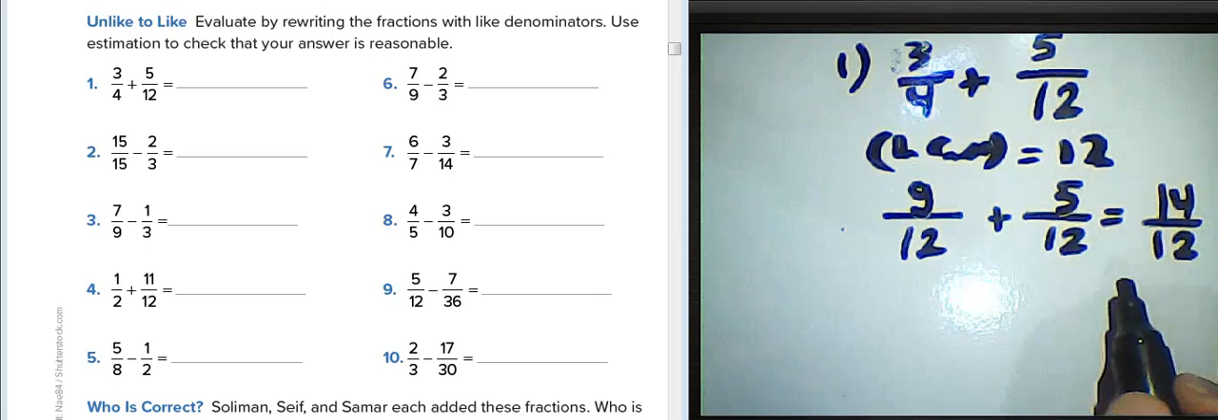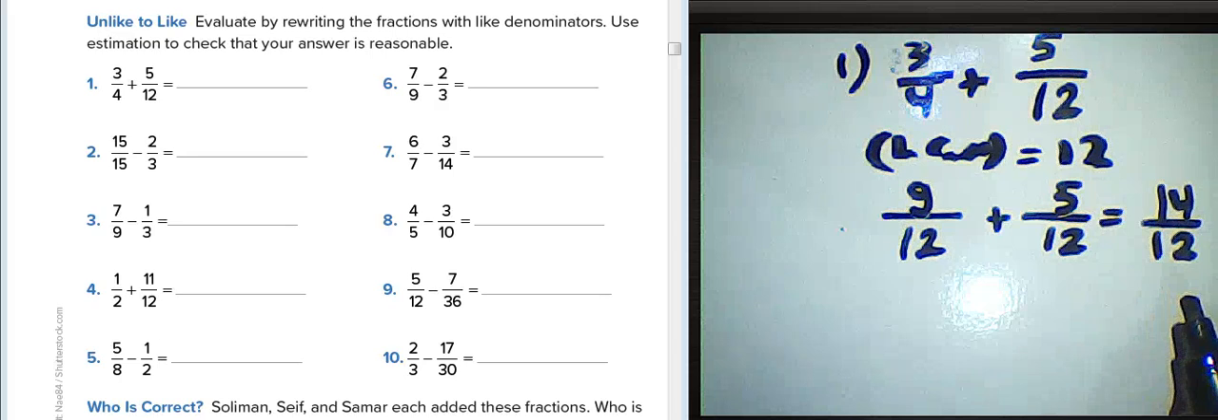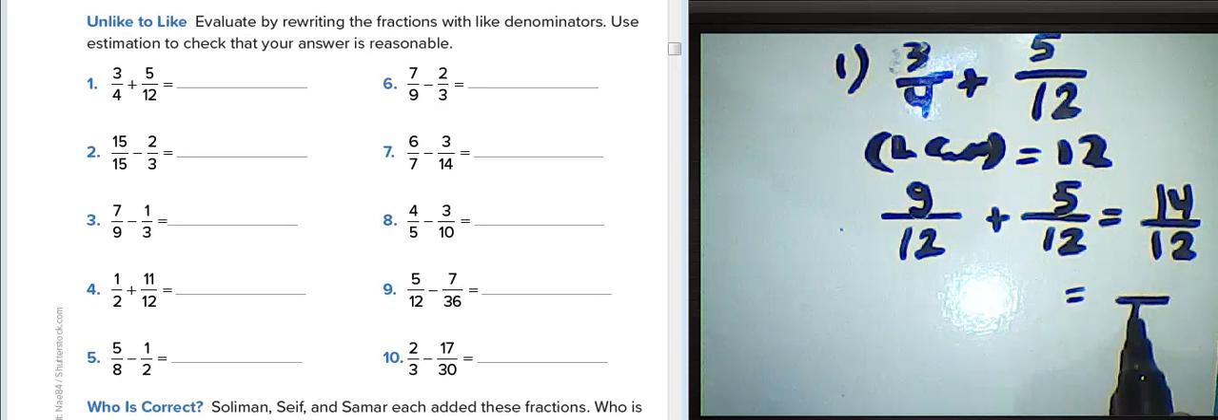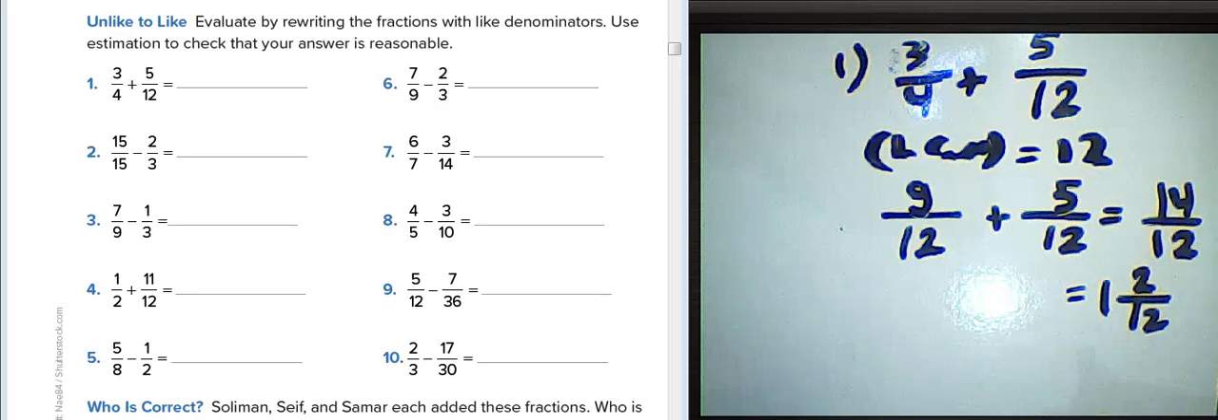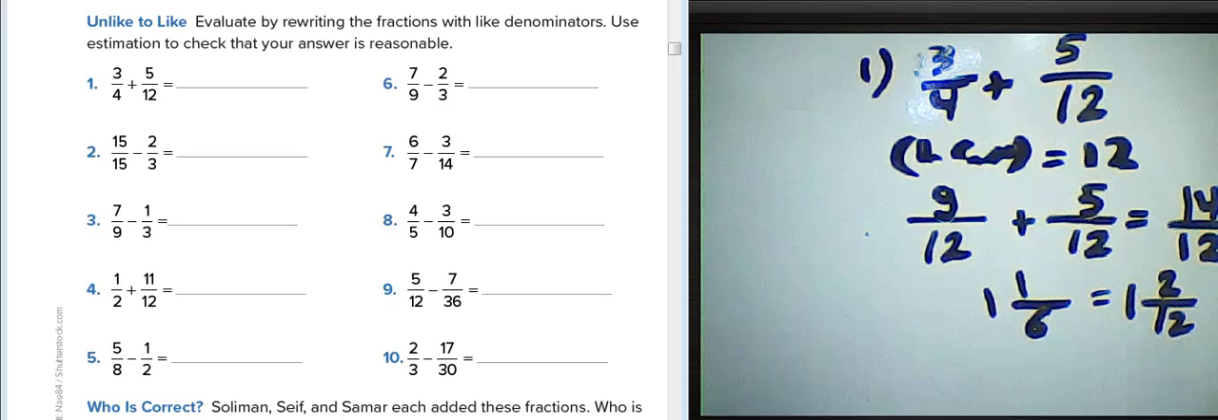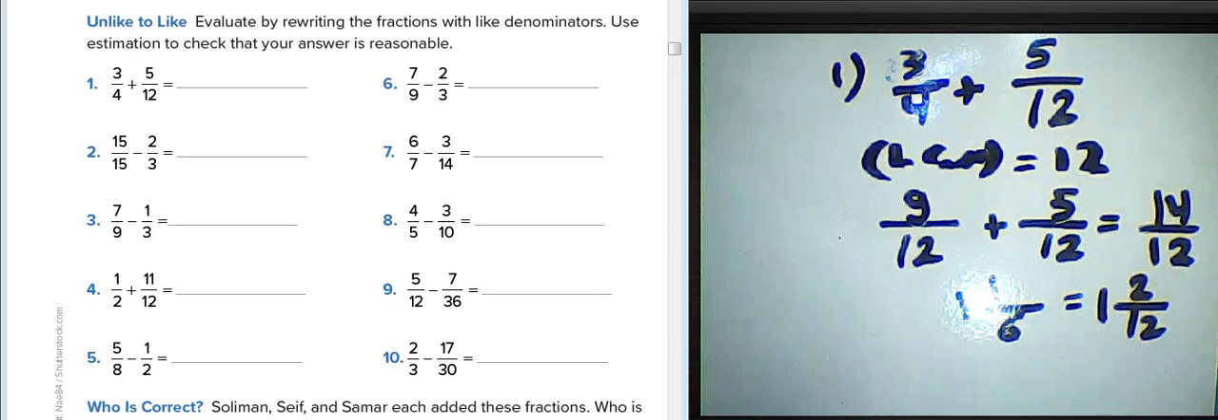14 over 12. We have here an improper fraction. We must convert from improper to mixed, and simplify. 14 divided by 12 equals 1 and the remainder 2. And then 2 over 12, we can divide it by 2 because we have two even numbers. The result will be 1 and 6 in the denominator. The result will be 1 and 1 over 6.